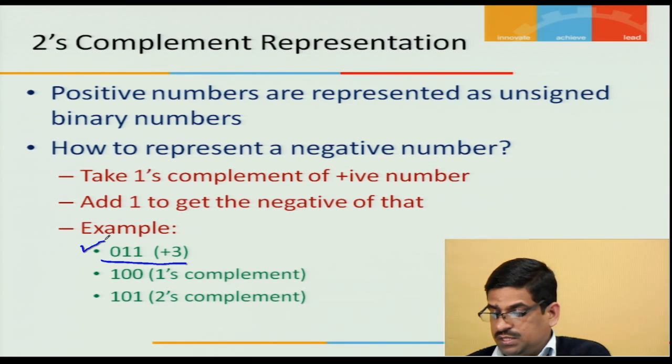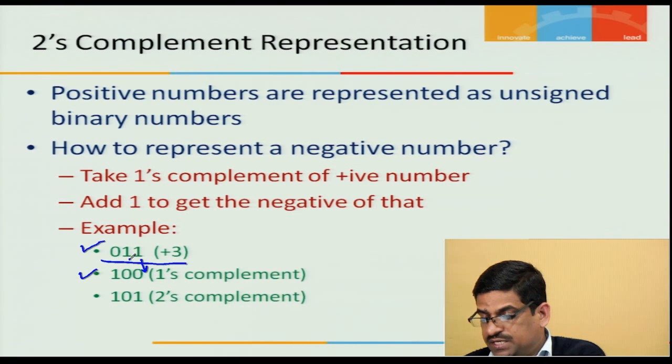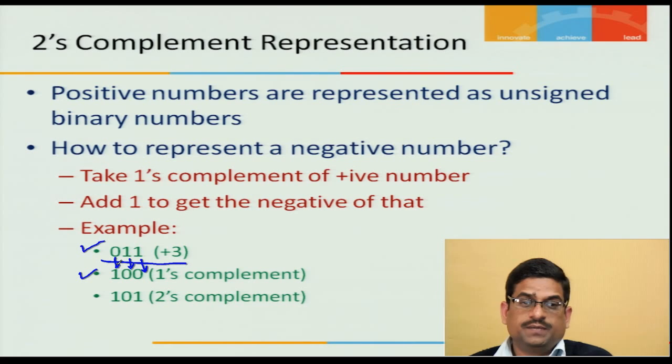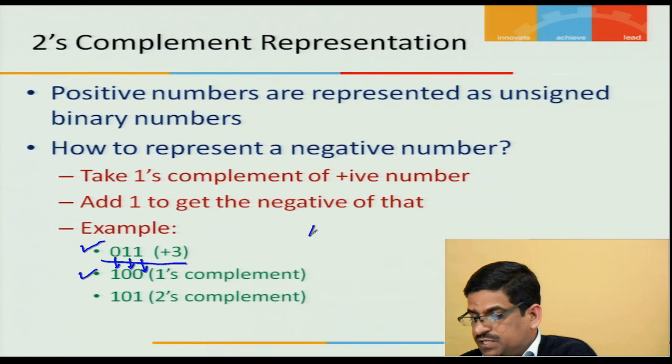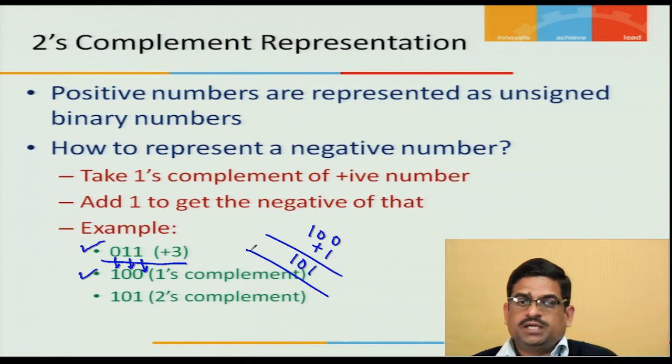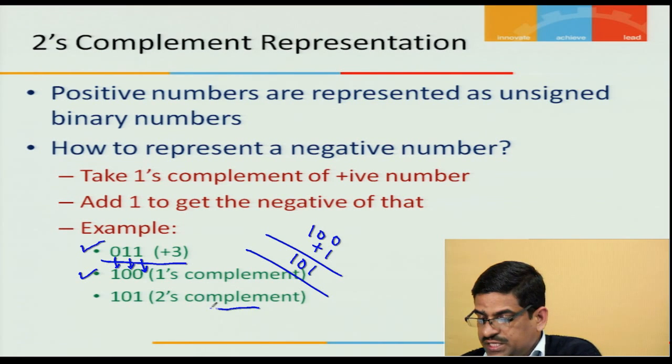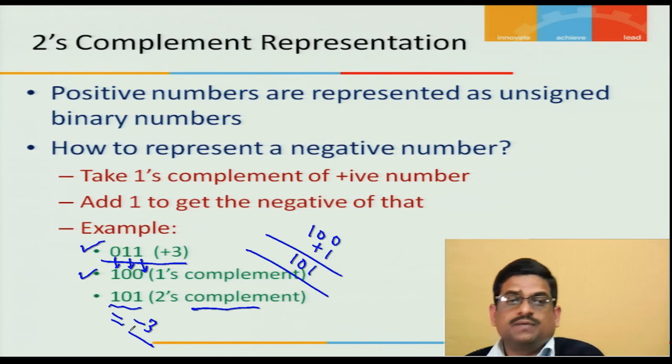To represent -3, I first have to take the 1's complement of this +3. Taking 1's complement means flipping the bits. So 1 becomes 0, 1 becomes 0, 0 becomes 1. This is the 1's complement, and then add 1. So 1 0 0, and in 1 0 0 I am adding 1. This will give me 1 0 1. Now, this is the 2's complement representation. In the 2's complement representation, this is equivalent to -3.